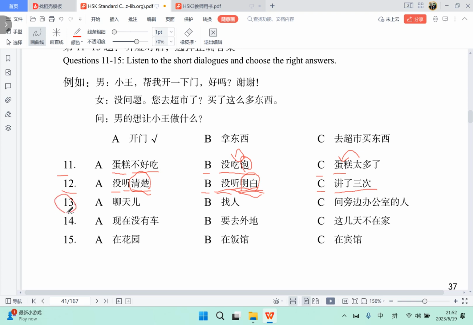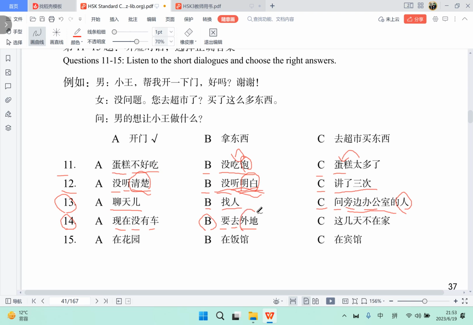Okay, and number 13, 聊天, so chatting, right? And B 找人, so looking for someone. And C 问旁边办公室的人, so ask the people of the other office which is beside this office. Okay, 旁边的办公室, so the office beside. And number 14, 第14现在没有车, now there is no car. And B 要去外地, he's going to some other places, just not this place.